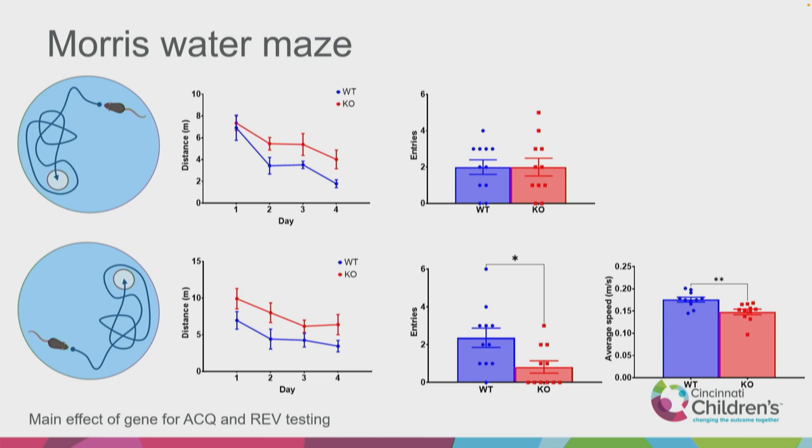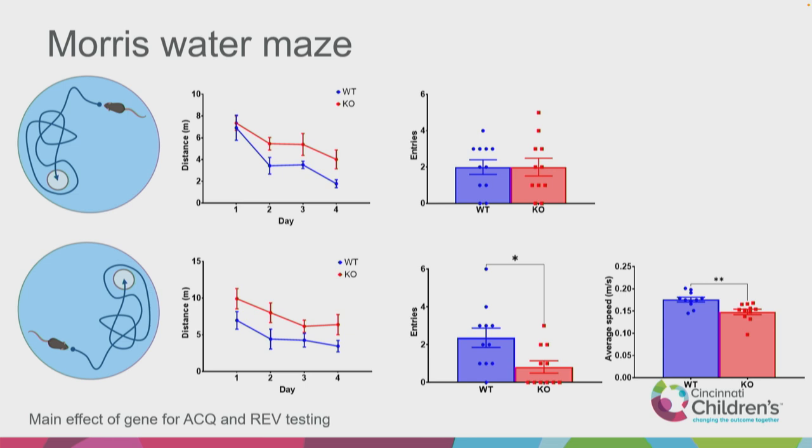The wild type and knockout mice perform similarly in this test during the acquisition phase. When they thought we were done messing with them, we actually take the platform and move it over here. This is the bottom representation. This is called a reversal trial. Again, same thing, four trials a day for 4 days. We put the animal in and ask them to find the new hidden platform.